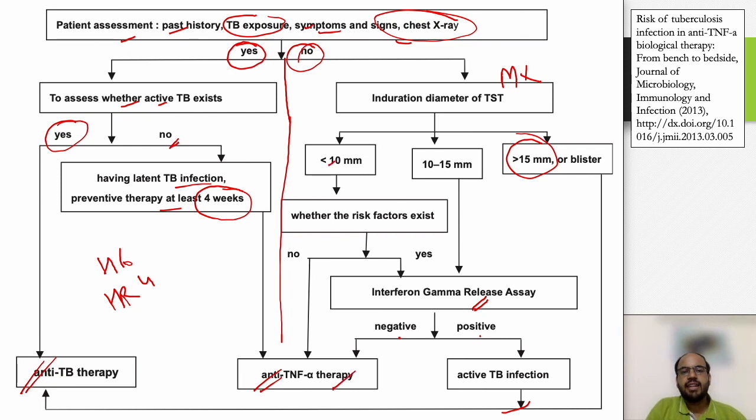If it is less than 10, and remember for infliximab, the cutoff which has been described in literature is 5 millimeter, you see if other risk factors are present or not. If they are present, get an IGRA done. If positive, treat for TB. If negative, give TNF-alpha inhibitor therapy. If the risk factors are not present, then give TNF-alpha inhibitor therapy.